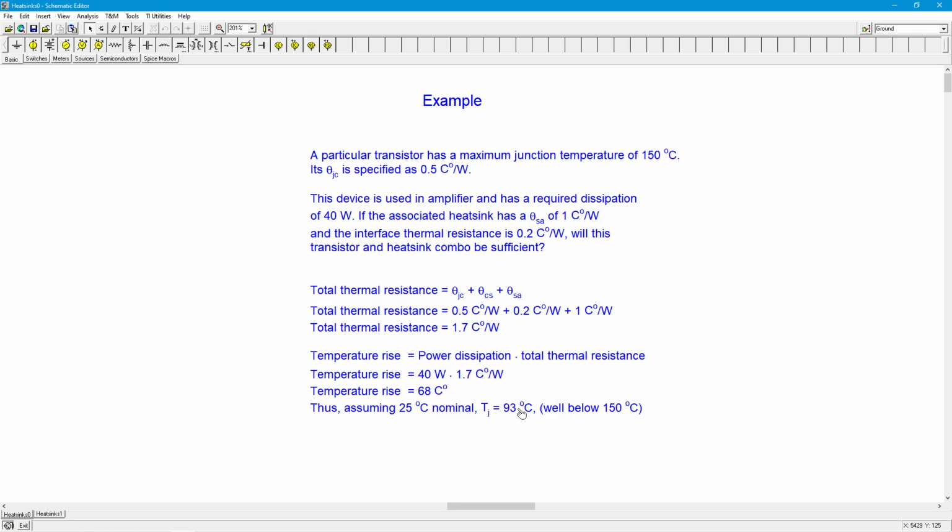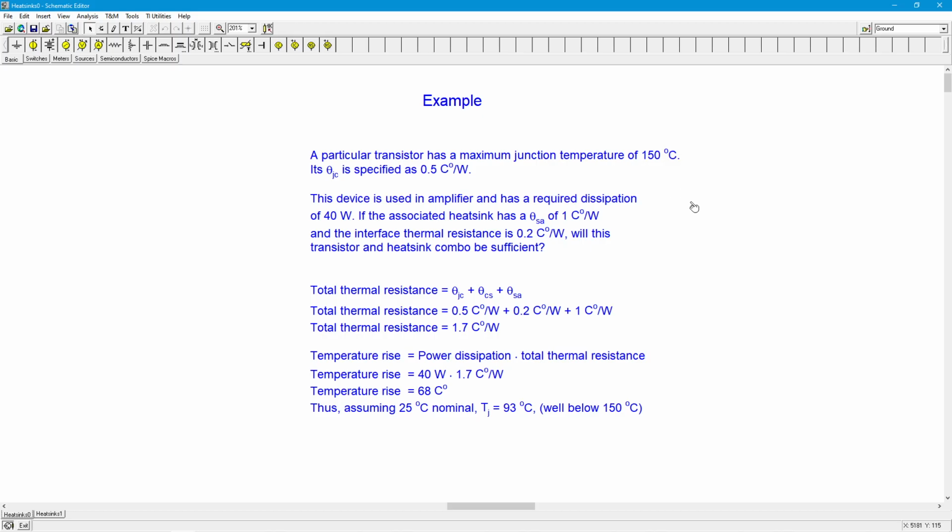Done. If you come up with a number for TJ over here that's at or above the maximum junction temperature, no such luck. You are either going to have to find a better heat sink for that device or a device that has higher power dissipation. You're probably not going to see much difference on the theta JC for the most part if it's the same case style, because it's really how the case is constructed that makes all the difference.